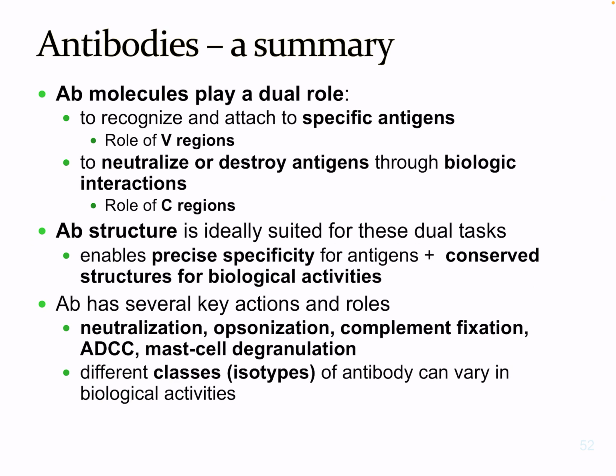So here's our summary. Antibody molecules play a dual role. They have a role in recognizing and attaching to specific antigens through their variable regions. They're also very important in neutralizing or destroying antigens through biologic interactions, through their constant regions with their different isotypes. The antibody structure is ideally suited for these dual tasks. It enables precise specificity for antigens and conserves structures for biological activities in our Fc regions, so a lot of stuff can bind to it, but also be very specific.